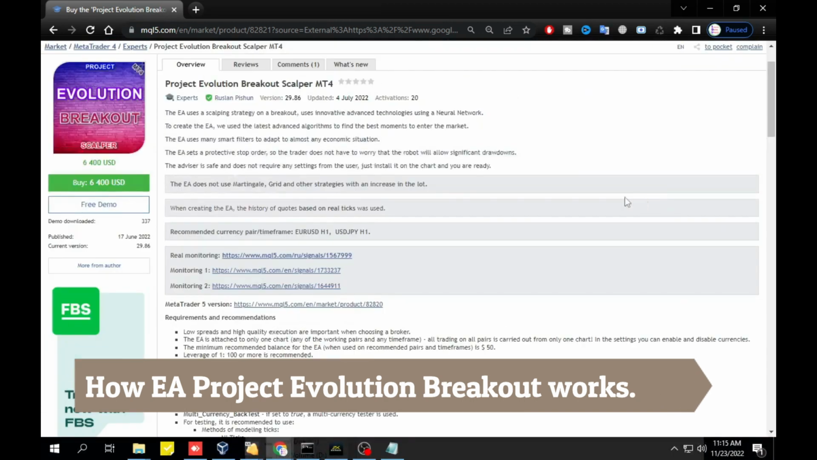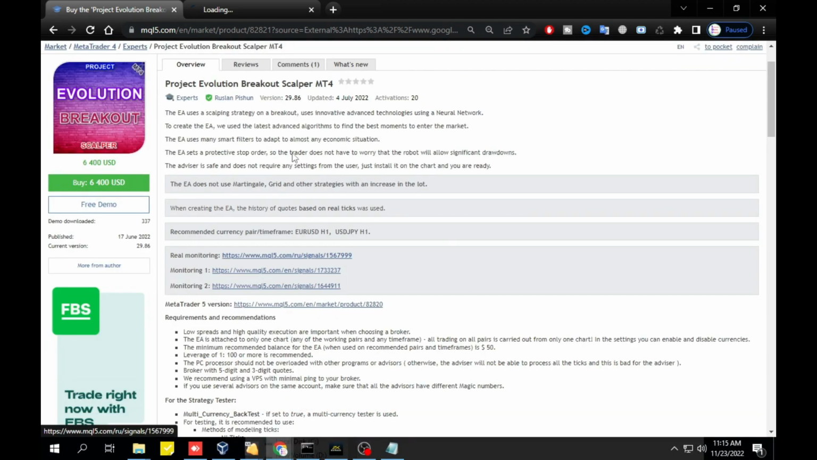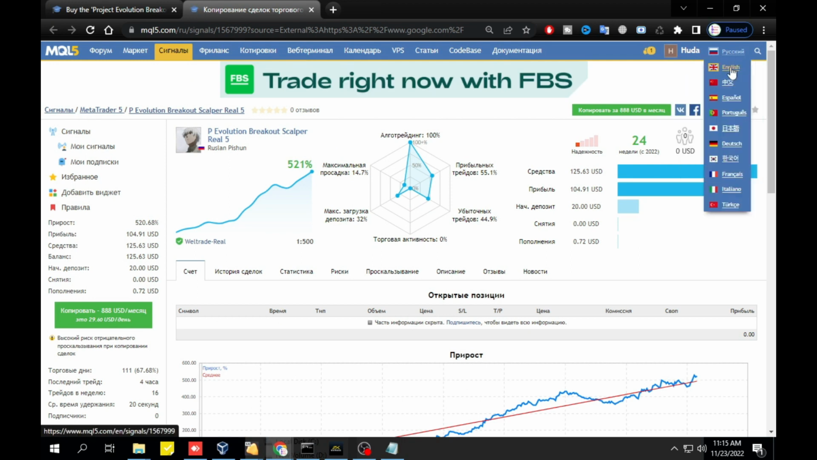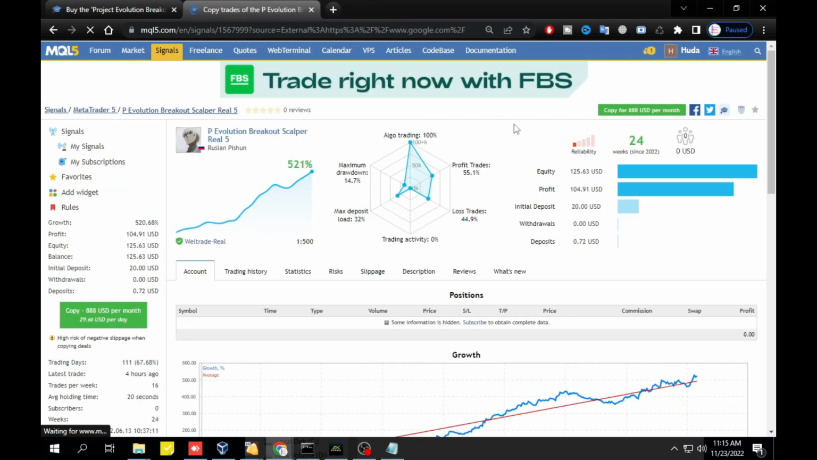Results of live trading. Okay, then I will show real trading results using this MT4 Expert Advisor Project Evolution Breakout Scalper. This is the result of trading using a real account. From a capital of $20, the profit earned was $104.91 or around 520.68%. Algo trading, 100%. Maximum drawdown, 14.7%. Profit trades, 55.1%. Loss trades, 44.9%. And trading activity, 0%. I don't know why trading activity here is only 0%. Let's find out together.